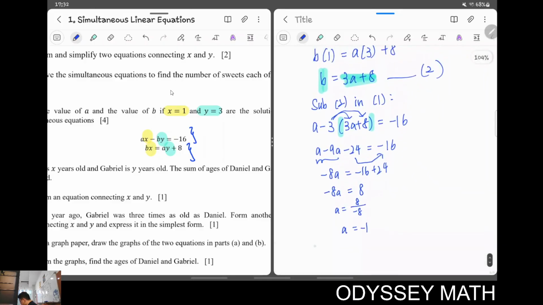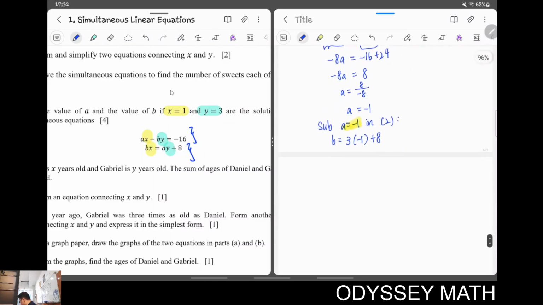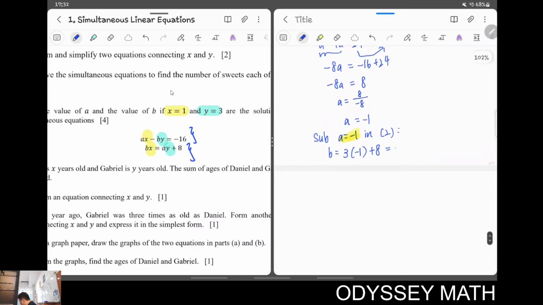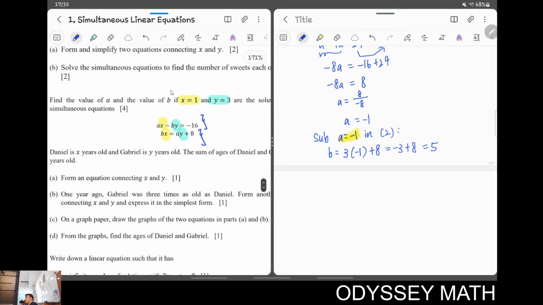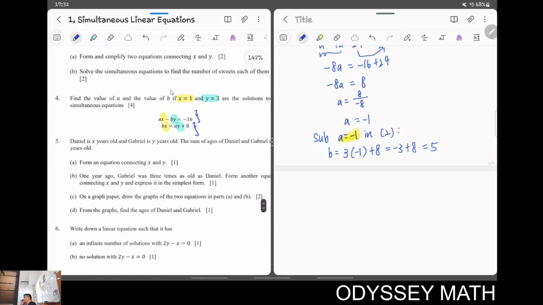Now the rest is easy. Sub a equals to minus 1 in equation 2 over here. So we replace a equals to minus 1 in this highlighted yellow over here. We have b equals to 3 times bracket minus 1 plus 8. So this is minus 3 plus 8 equals to 5. And we are done with question number 4 over here. Can?